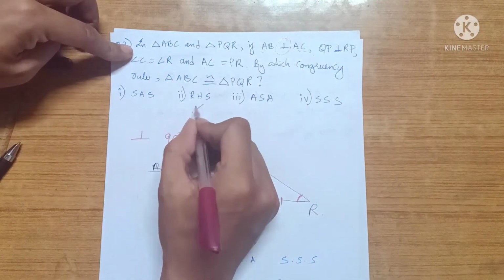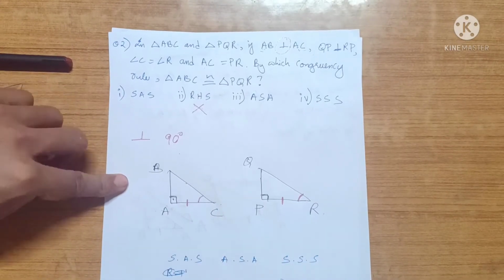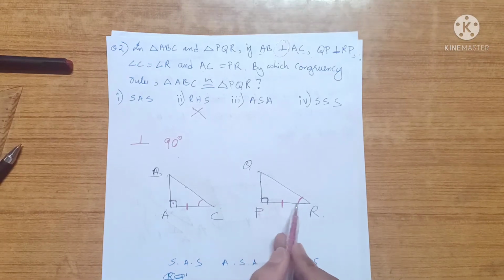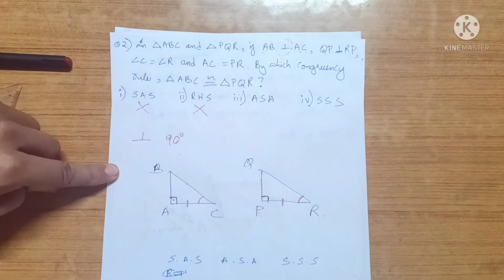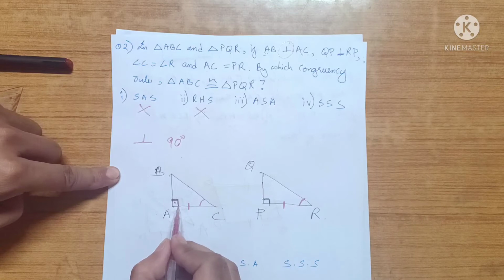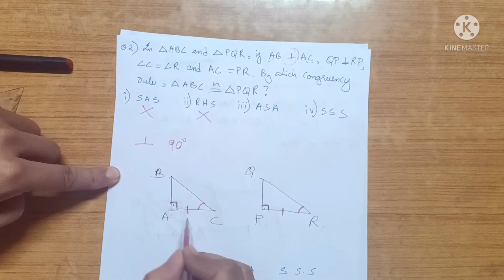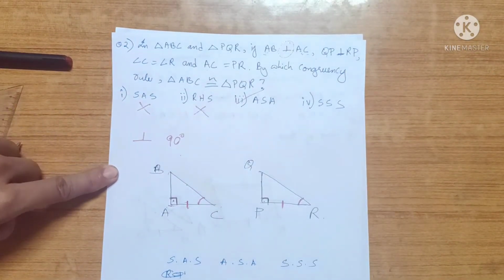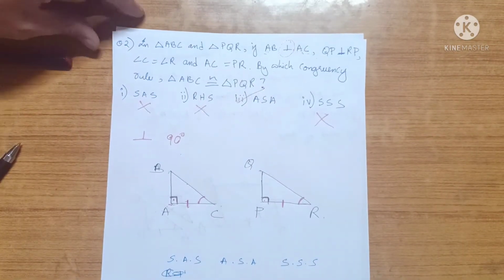So we do know that RHS is not the one because we don't have hypotenuse, right? Next, side angle side. They have only given us one side, PR and PC. So we cannot have two sides. So obviously it's angle side angle, because this is 90, this is also 90. So two angles are same. Side, and then angle. So angle side angle. So this is the correct choice. And this also is cancelled because obviously we only know that one side is equal. Got it?